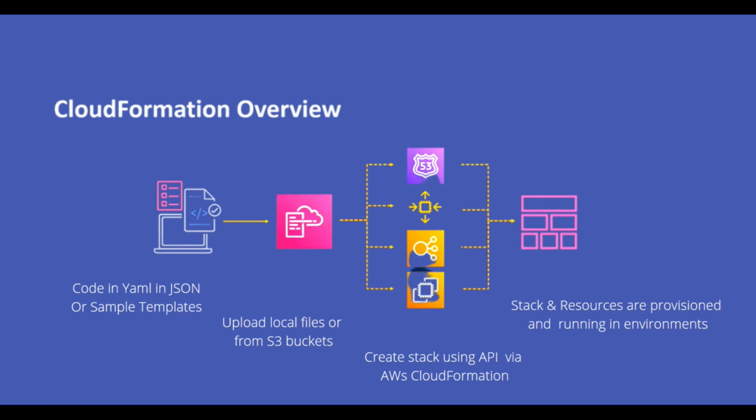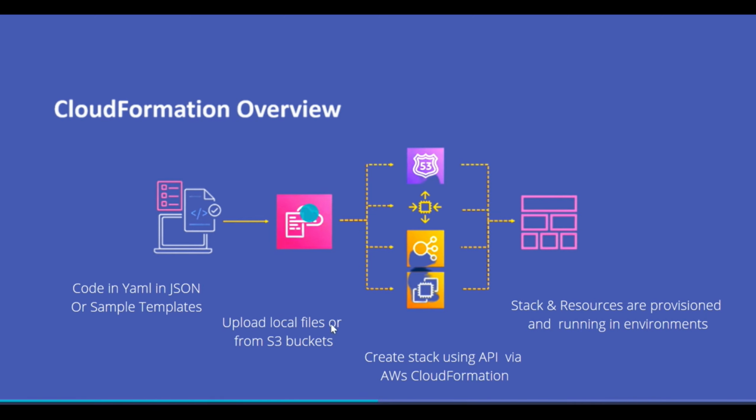Okay, so now let me brief you on how exactly it works. Basically you need to write the template, right? There are two ways. Either you can write in YAML or JSON, or there is already a sample template provided by CloudFormation that you can also use. Once the template is ready, you can simply upload it to the S3 bucket, or while creating the stack inside CloudFormation, you can select it from your local files as well. It means you can place it inside Documents or any other folder on your laptop, right? And you can simply select it.